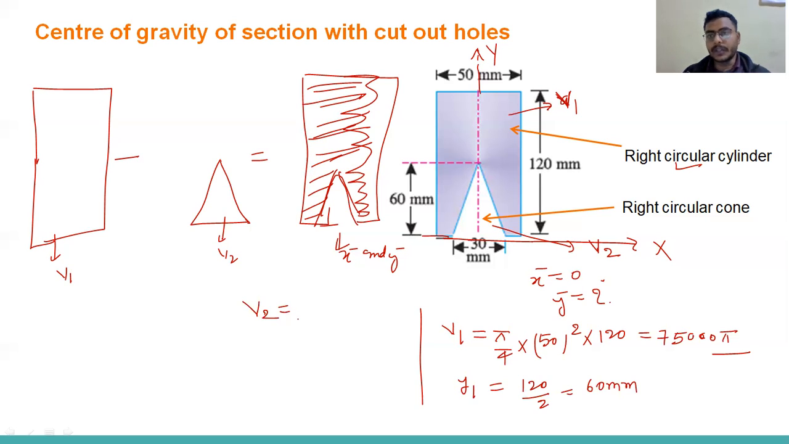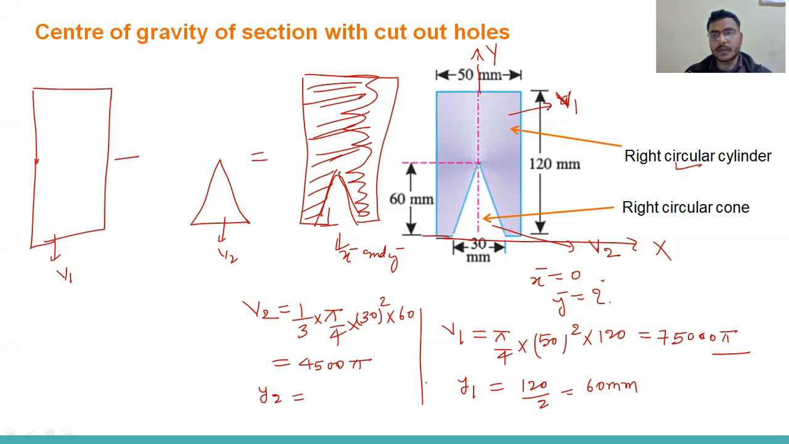Now we can calculate V2. V2 is the volume of the right circular cone, that is 1 by 3 pi r square. We have the diameter, so we can write pi by 4 into 30 square. What is the height? 60. So this is V2, the volume of the right circular cone, and we get this value, that is 4500 pi.